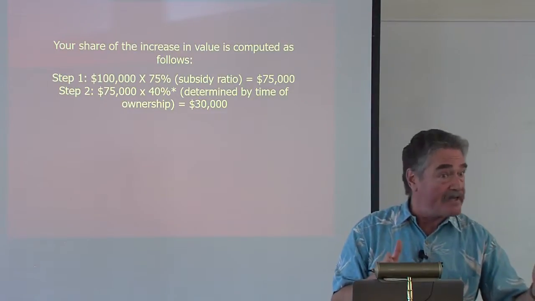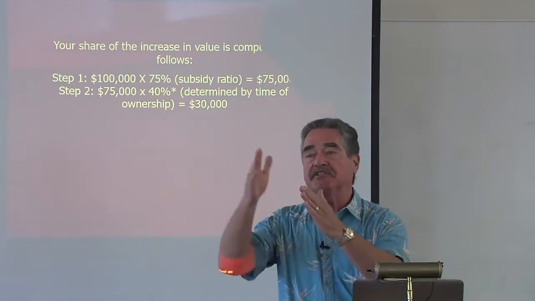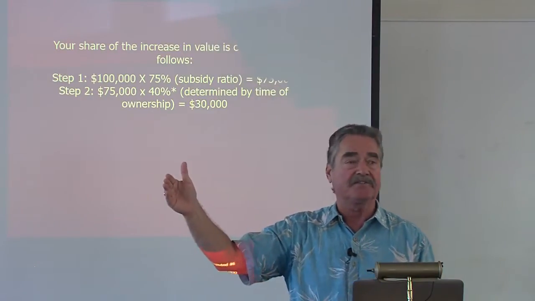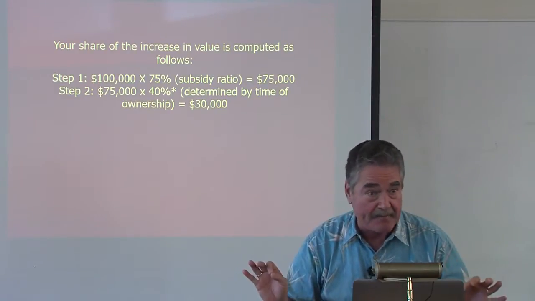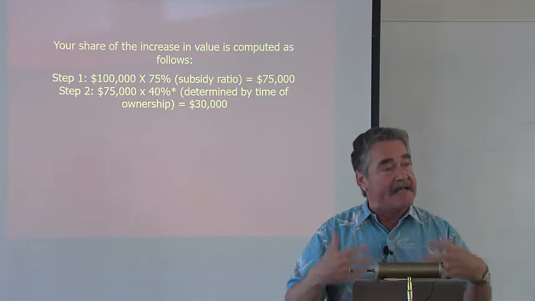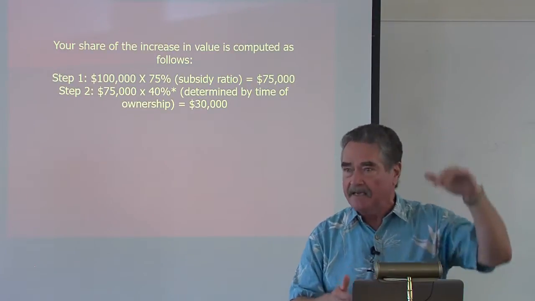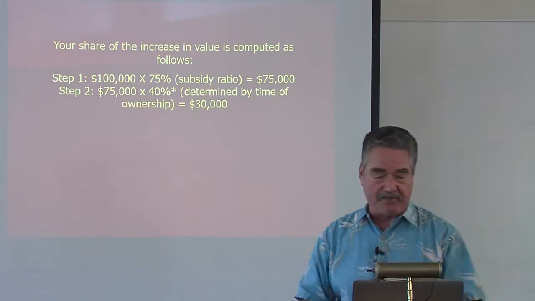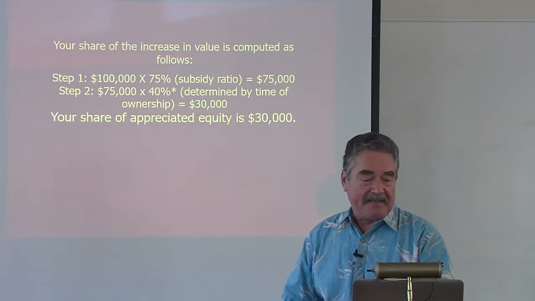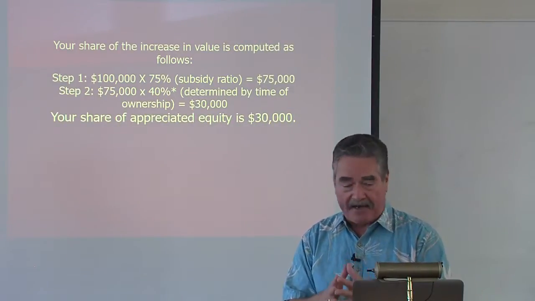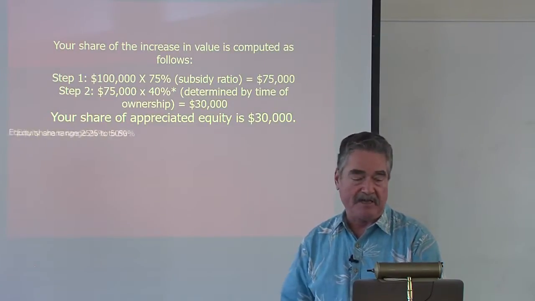It starts out at 25% for the first 5 years, and then it goes up a little each year until you get to 14 years, and then you're entitled to a 50% equity share from that point on. So that's how we reward longevity and try to reduce the volatility in the marketplace of rapidly appreciating prices and lack of affordability. So that has now the equity gain at $30,000 after step one and step two have been applied.